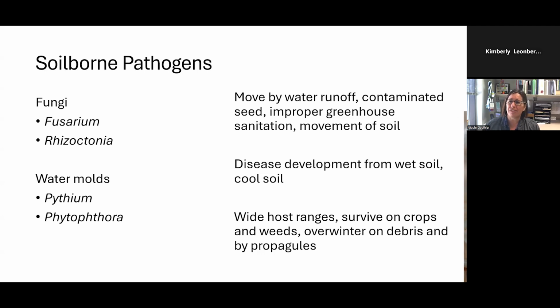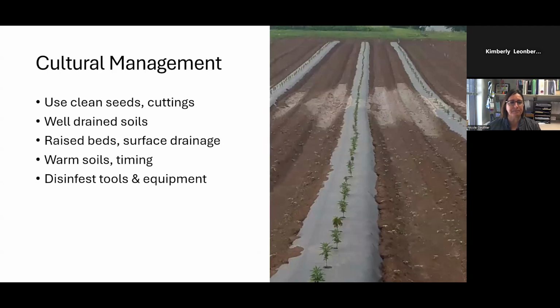These pathogens, along with a few others that I'm not going to go into detail today, generally have very wide host ranges. So they can also be infecting weeds, and previous crops if you're on a crop rotation. Generally, these pathogens will survive on crop residues, crop parts left in the ground, weeds, and overwintering. That's a very important component. Overwintering on debris and by propagules. Some of them have overwintering or oversummering structures where they will survive from season to season.